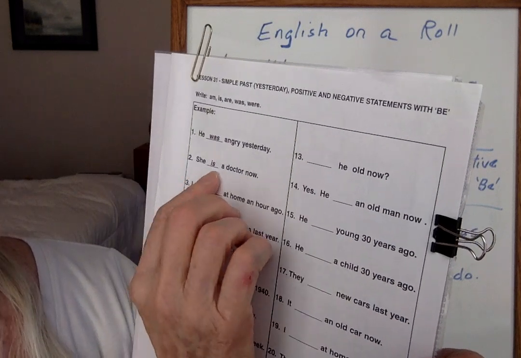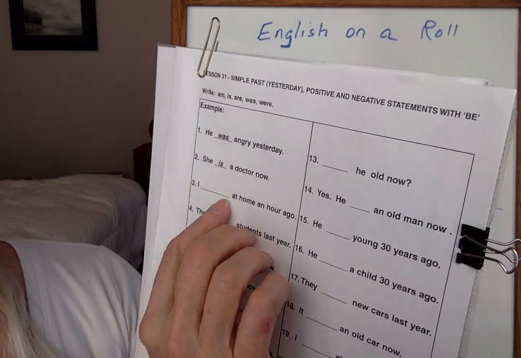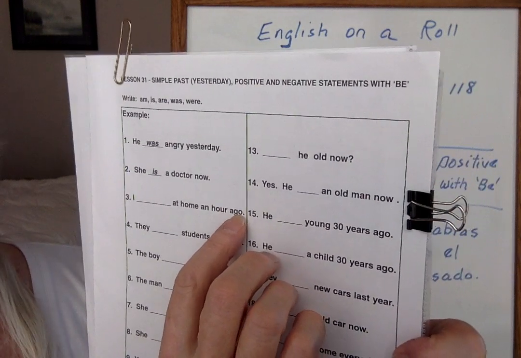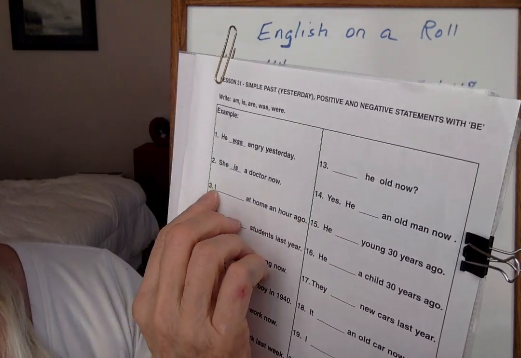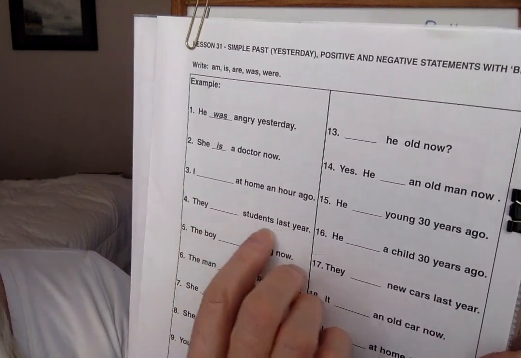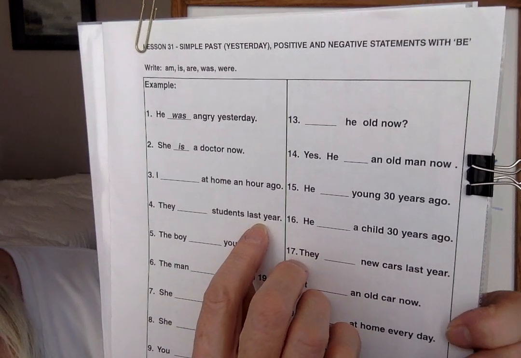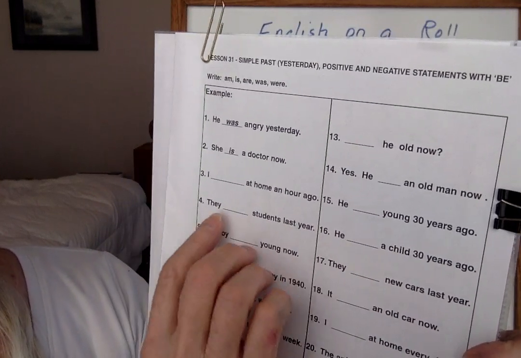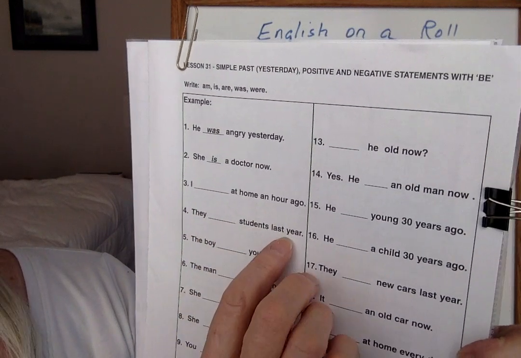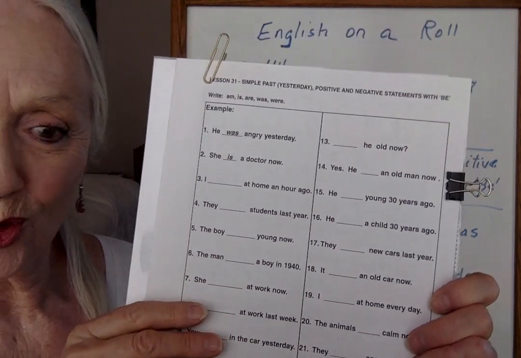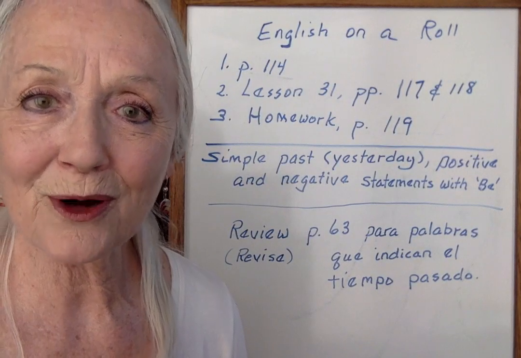Ahora. So this is presente. Here we have this. Look at this. An hour ago, pasado. I was at home an hour ago. Here, number 4, see, last year. El año pasado. So they were students last year. That's how you do it, right? Enjoy, and we'll do another one tomorrow.